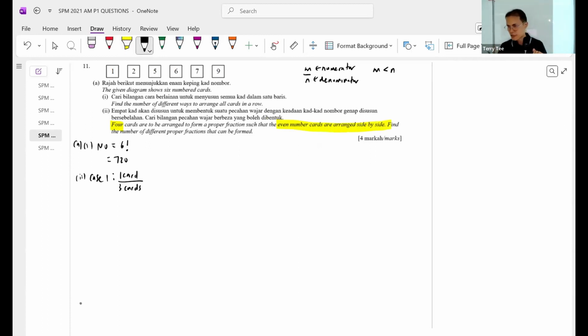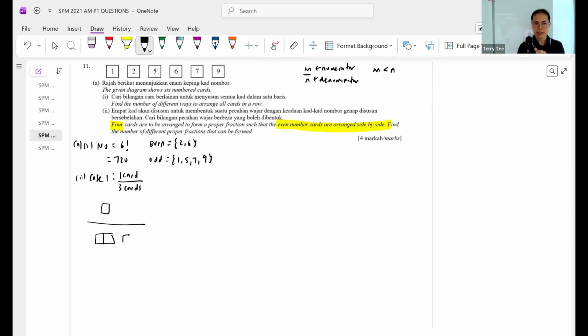So when you say even numbers arranged side by side, can you put even numbers on top? Let's look at how many even, how many odd. Your even will be 2 and 6. What about your odd numbers? Odd numbers are 1, 5, 7, 9. So in order for you to have 3 cards below and even side by side, the even must be below. Even cannot be on top. Odd can be on top, or others can be on top. So let me put a box here, put 2 even cards here, and put 1 more card here. So this one must be even. The rest can be odd.